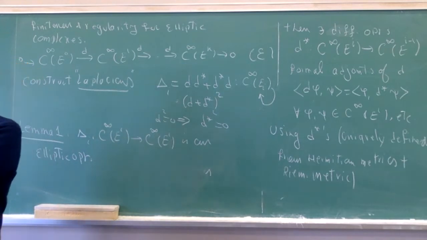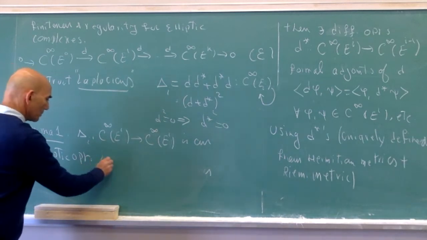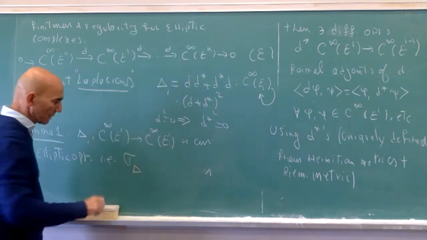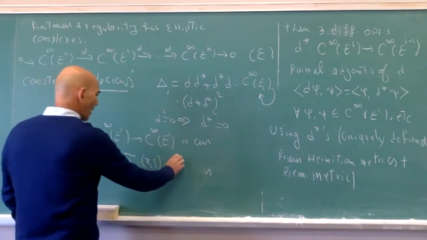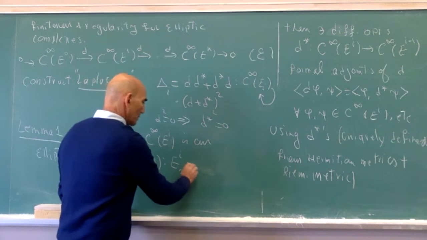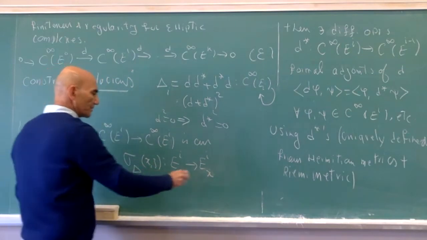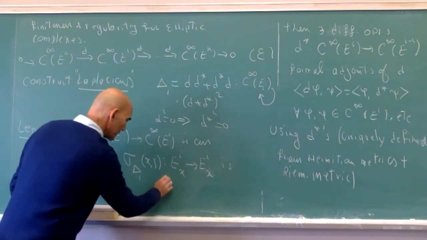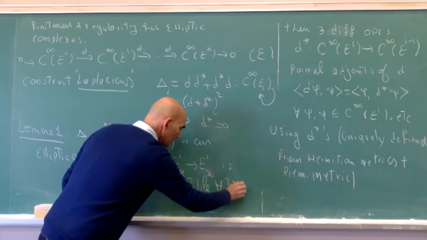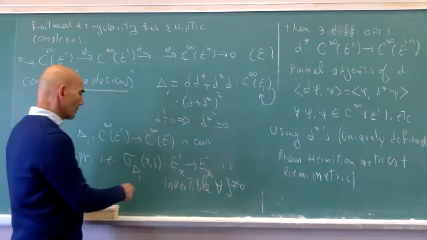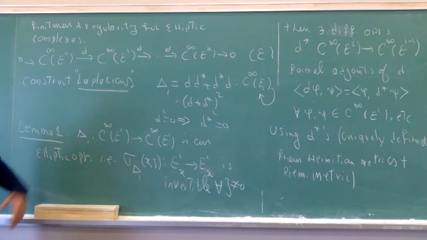In the sense that its symbol is non-zero if ξ is non-zero, i.e. the principal symbol of delta_i at x, going from E_i to E_i, is an invertible matrix for every ξ different from 0 in the cotangent space at x and for all x. It's ellipticity, right?